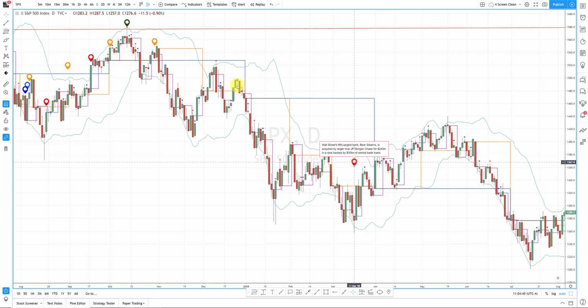So Bear Stearns, this was quite calamitous. This trading was very, very ugly. People had no idea what was going to happen. Bear Stearns goes out of business and gets swallowed by JP Morgan.